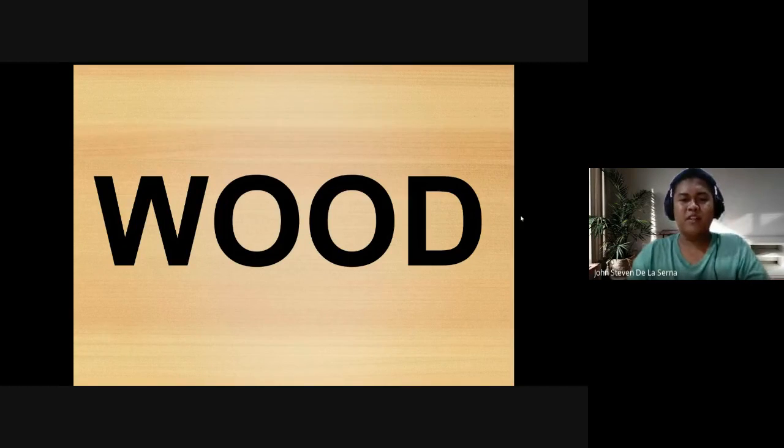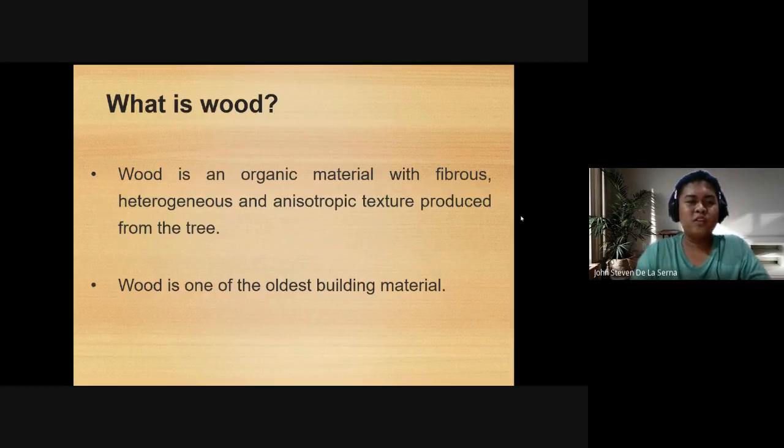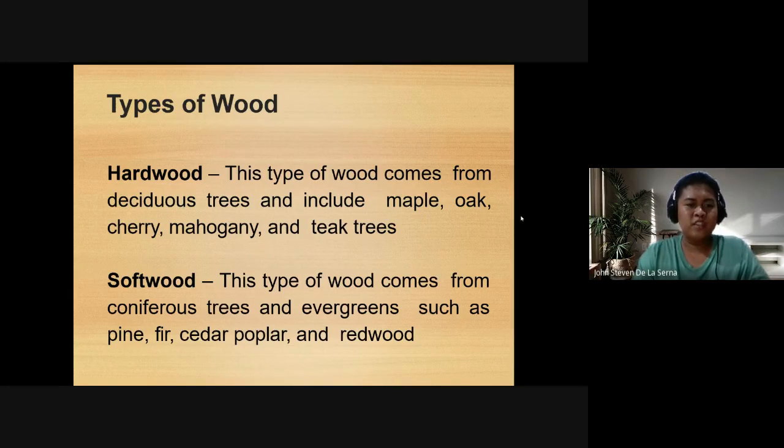So our first topic is about wood. So what is wood? Wood is an organic material with fibers and heterogeneous texture produced from a tree. Wood is one of the oldest building materials that has been used by ancient people. There are two types of wood. First is the hardwood, next is the softwood.